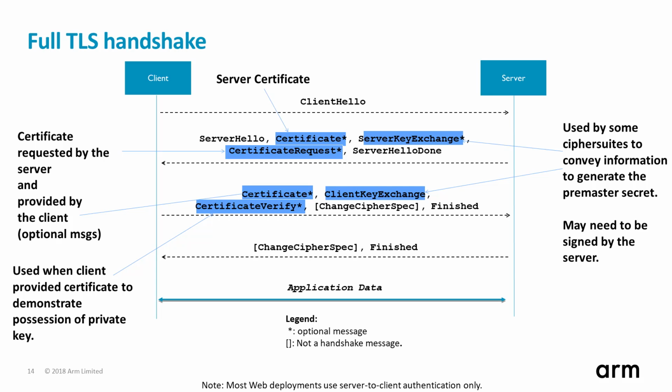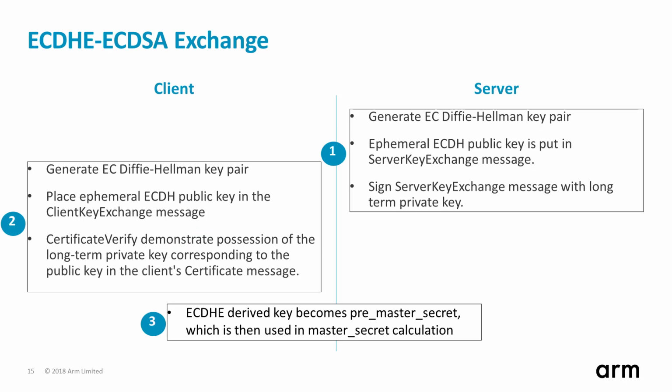So let's have a closer look at how the ECDHE-ECDSA exchange looks. Here is the detailed ECDHE-ECDSA exchange, which we have chosen to use with our Ciphersuite. In a nutshell, the Diffie-Hellman exchange is used to derive keys by both parties. ECDSA is used for authenticating the parties.